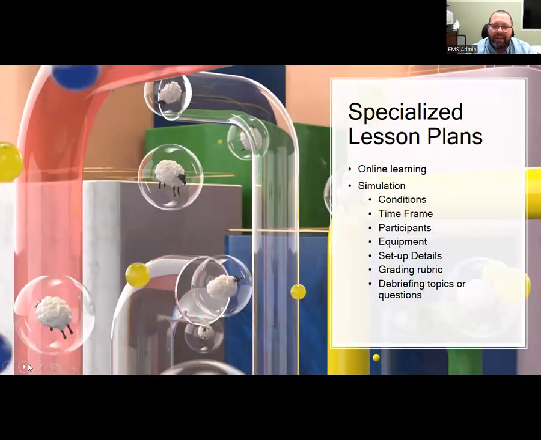So specialized lesson plans. Again, online learning is a little different. So for online learning, we want to make sure that we do lesson plans for those. We want to make sure that we're clear with the objectives of that plan, and we want to make sure we're identifying the intended outcomes.